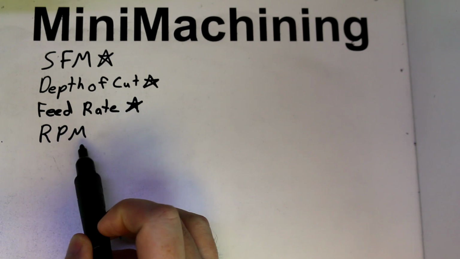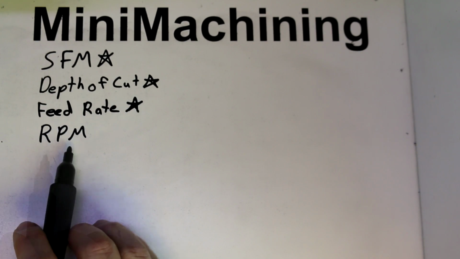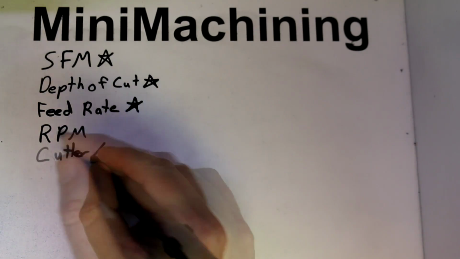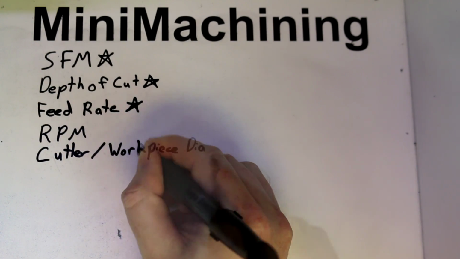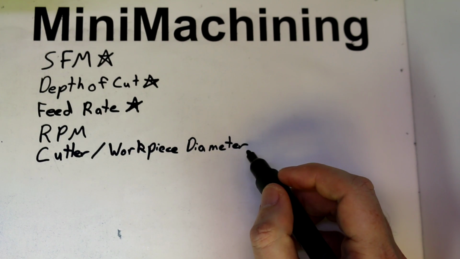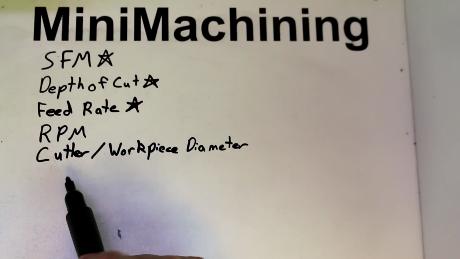So we can rapidly change the RPM, which then goes into the SFM calculation. But we have the drawback of how do we measure the RPM. So we'll look at some options there. Now our cutter or our workpiece diameter is going to be another key component for us here. And these two primarily go into our surface feet per minute calculation.